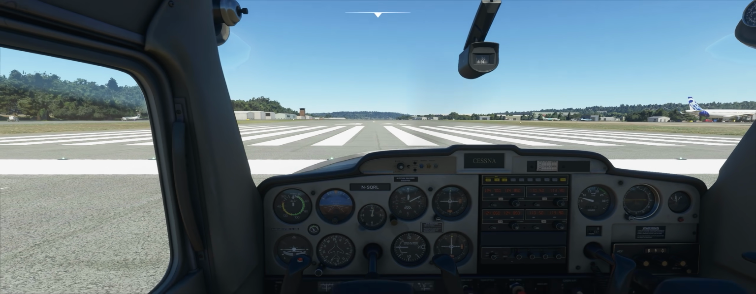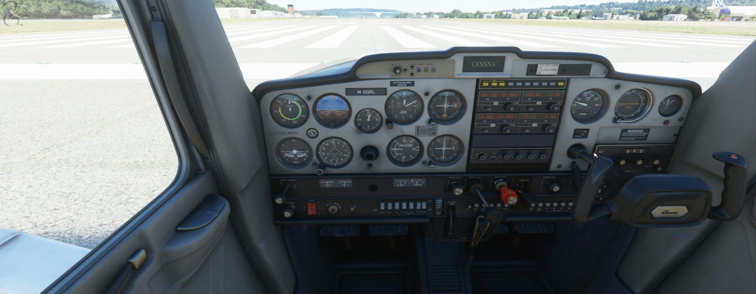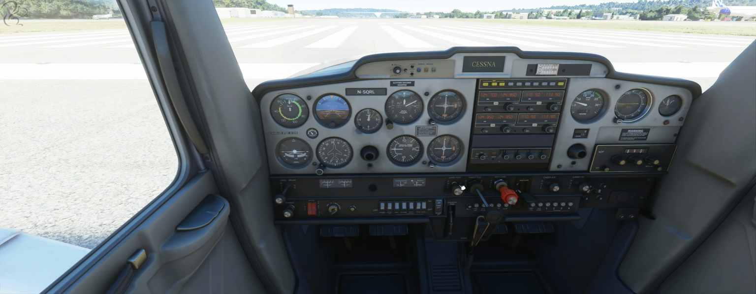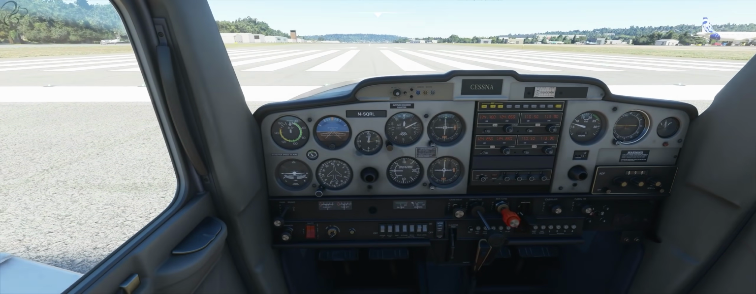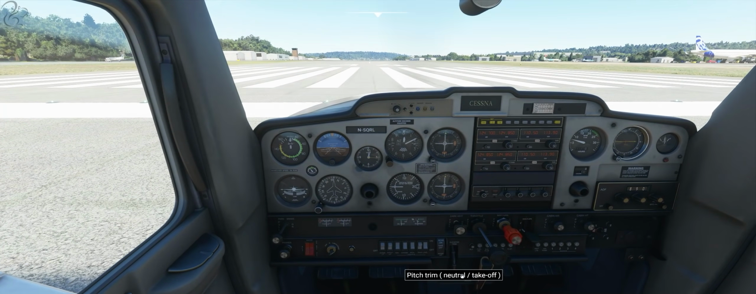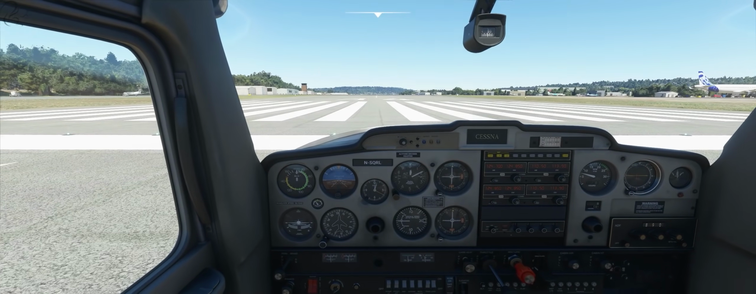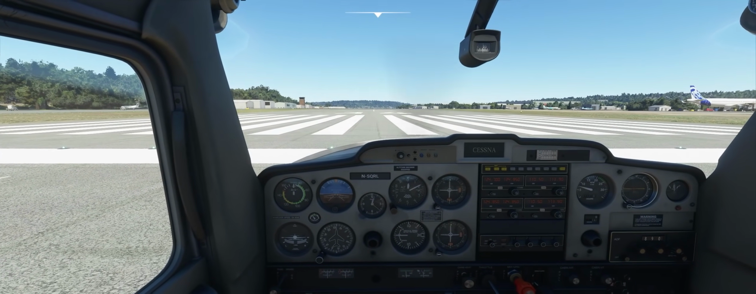Now, what I suggest you do is you get rid of these yokes here. They'll just make life a little bit easier in terms of visibility, because we're going to pay attention to this little thing down here quite a bit today, which is the elevator trim. The elevator trim in real life is something that you reach down with your right hand and use, and it is used to trim the elevator, hence the name elevator trim.